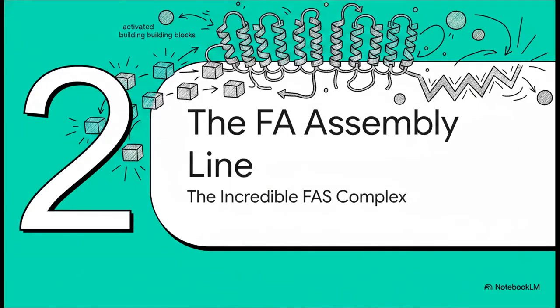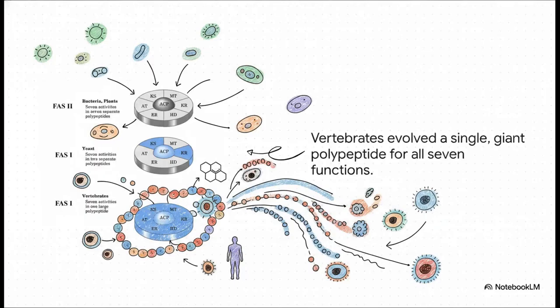All right, let's get to the main event. Now that we've created our activated building block, it's time to see how these units are put together on this amazing molecular machine called fatty acid synthase. What's really fascinating is how this whole assembly line evolved. In bacteria, it's like having 7 separate workers, each with their own tool, doing their part of the job. But in vertebrates like us, evolution decided to be more efficient. It fused the genes for all 7 of those functions into one single giant multi-tool protein. It's way faster and much more controlled.